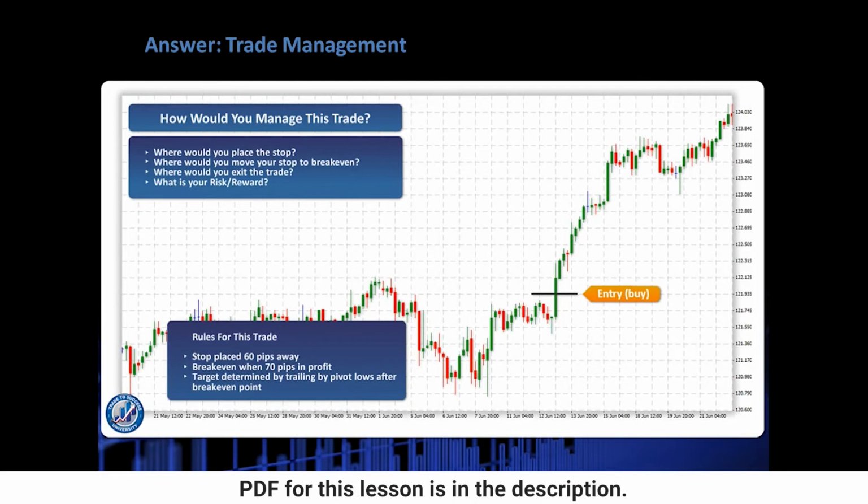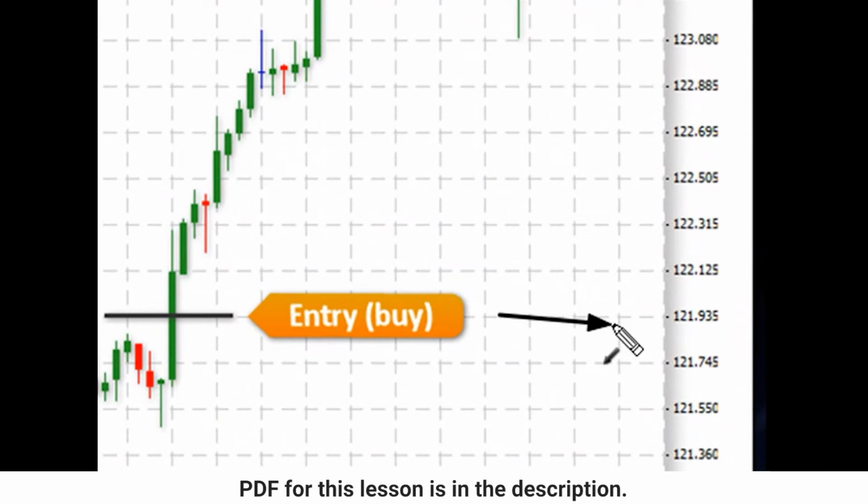So where would you place your stop? The stop is to be placed 60 pips away. So our entry is at 121.93. So with the currencies, it's either 2 decimal places or 4 decimal places that we pay attention to. So in this case, it's 2 decimal places.